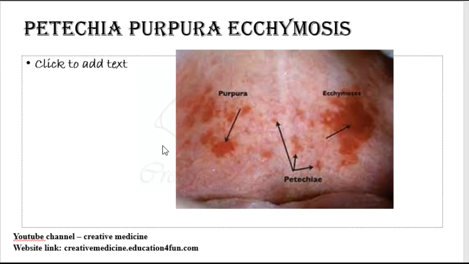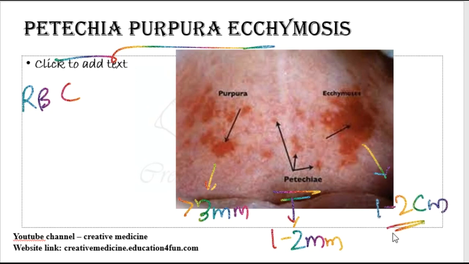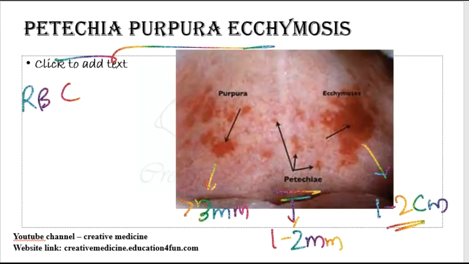Petechiae. Petechiae is extravasation of RBCs which are 1 to 2 millimeters in size. Purpura. Extravasation of RBC in more than 3 millimeters. Ecchymosis. Extravasation of RBC in 1 to 2 centimeters. Ecchymosis, petechiae and purpura are red lesions and they are non-blanchable lesions. These lesions can be seen in either vasculitis or clotting disorders.